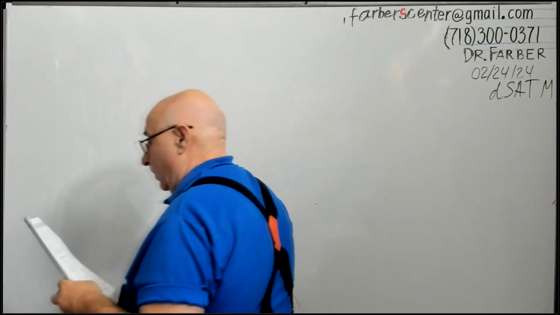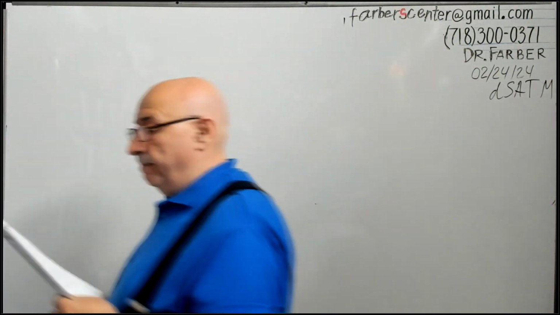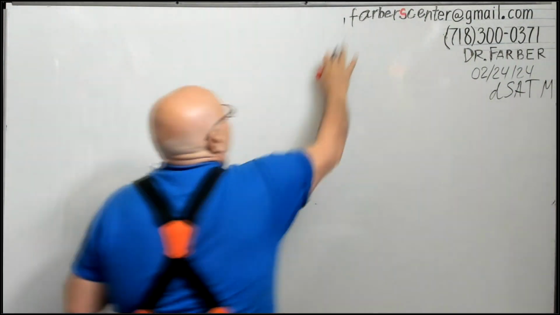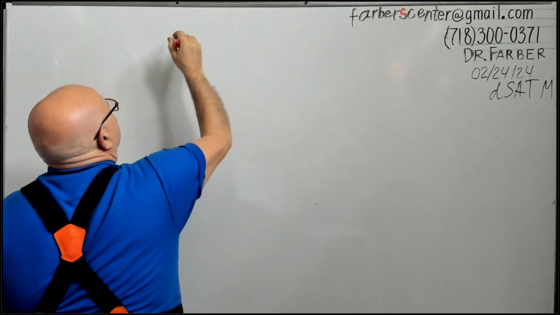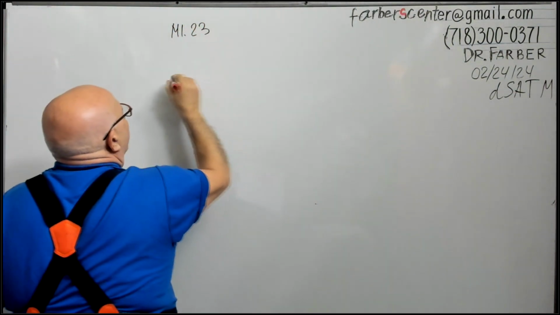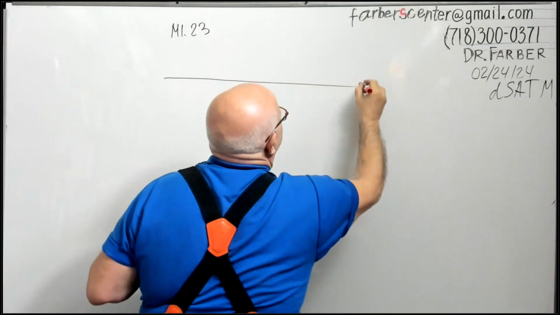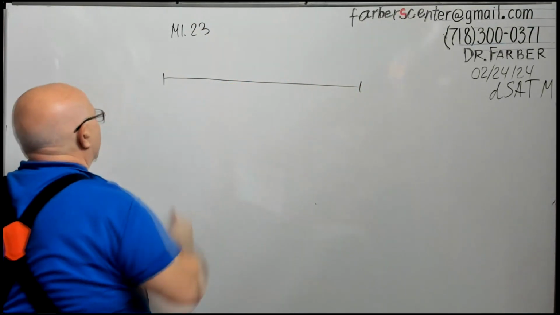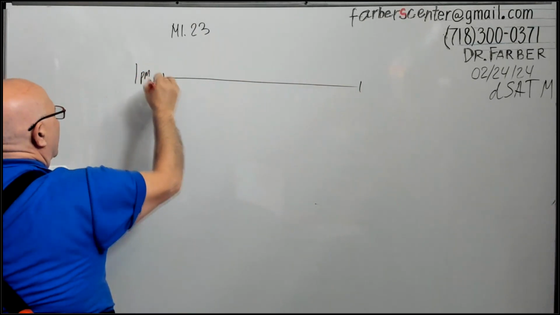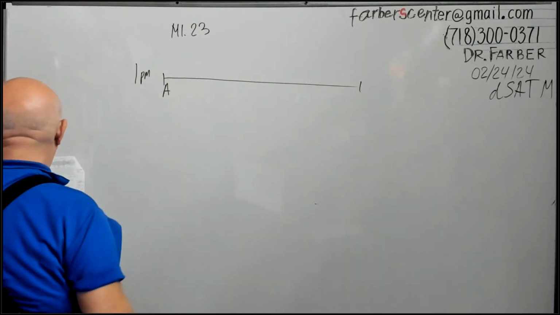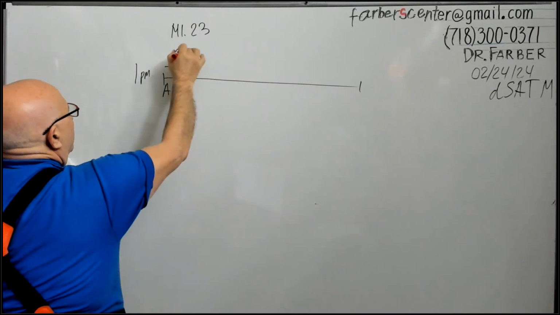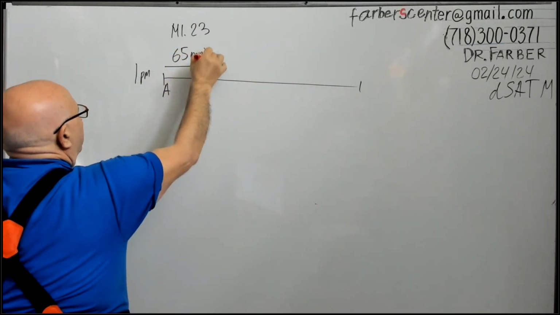Thank you. So this is a typical motion problem. Nice reading, Evelyn. This is module 1, number 23. When you have a motion problem, always make a picture. What we know: at 1 p.m., starting from point A, the car is moving at 65 mph.